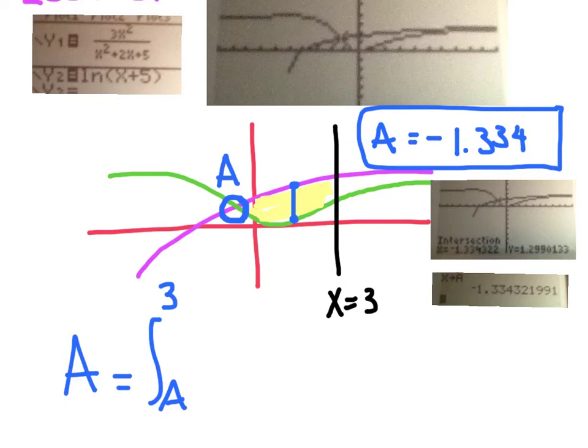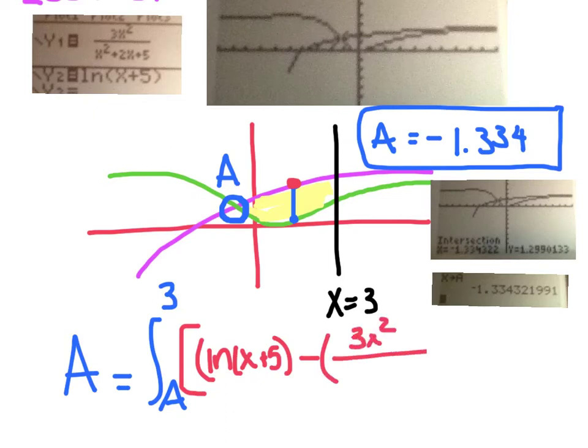And now just be careful, make sure we do upper minus lower. My upper is the purple curve, which is, what curve was that? That was the ln curve. So I'm going to put a nice bracket, and I'm going to type that ln first, ln of x plus 5 minus the lower, which is the fraction, 3x squared over x squared plus 2x plus 5. Okay, and don't forget your dx on there.